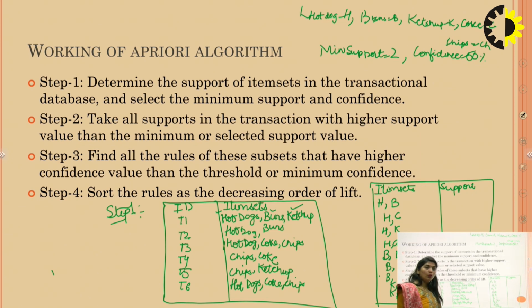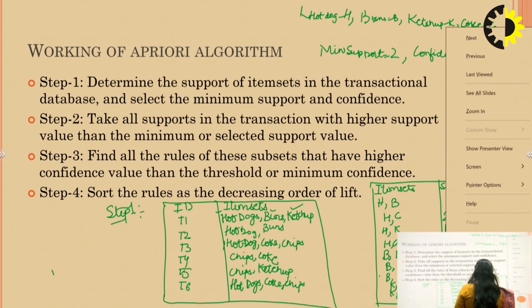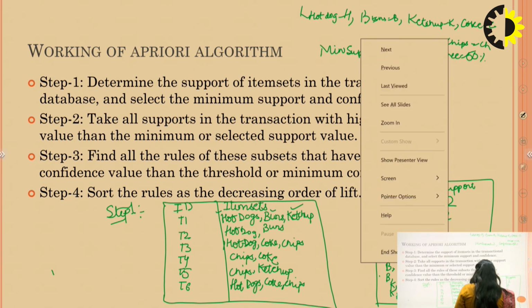So next is what we have to do. We have to count how many times hot dogs H and B, that means hot dog and buns, are coming together in the above data set. So here hot dog and buns are coming 1, 2 times. So I'll write here 2. In the same way, hot dog and Coke, I will check. Hot dog and Coke 1 and 2. It is also coming 2 times. Then hot dog and ketchup 1 time. Hot dog and chips 2 times. Buns and ketchup 1 time. Buns and Coke, chips 0.